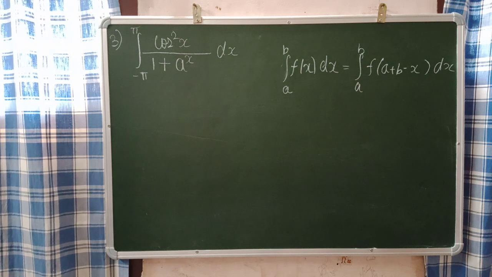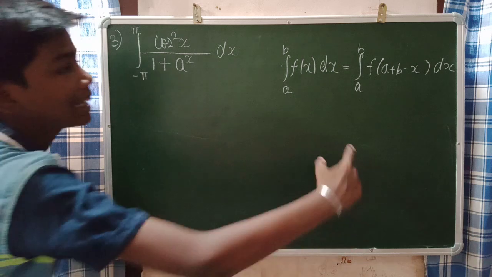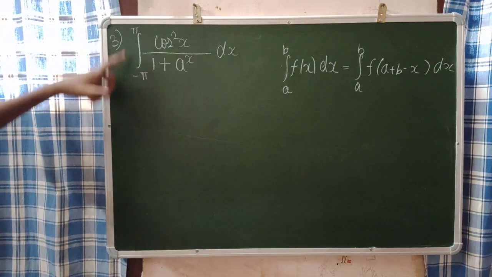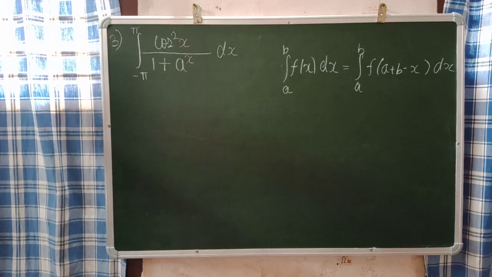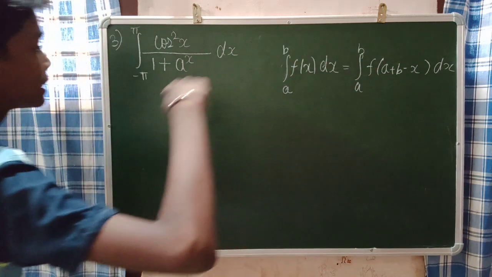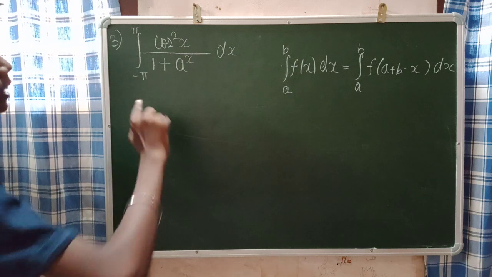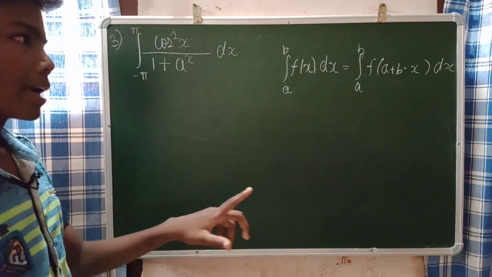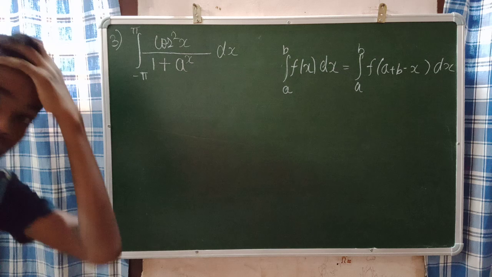Now when you use King's rule, you will get the integral of f of a plus b minus x. A plus b minus x is lower limit plus upper limit minus x, that is minus pi plus pi minus x. So f of minus pi plus pi minus x is f of 0 minus x, because minus pi plus pi is 0. So f of 0 minus x is f of minus x. Just try to find the value of f of minus x. That is what you are supposed to do now.